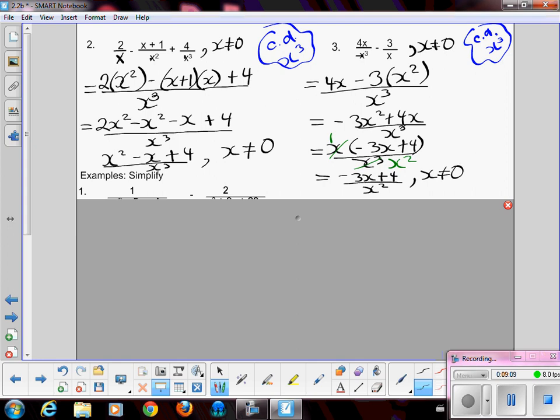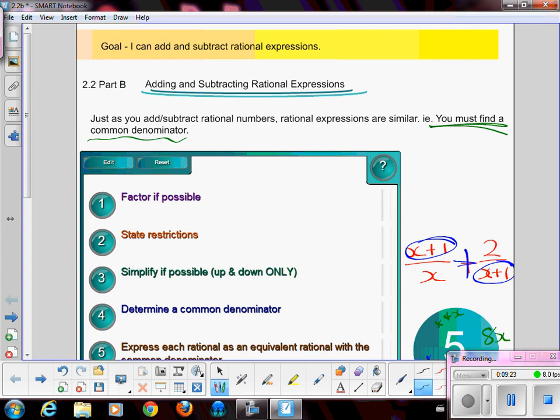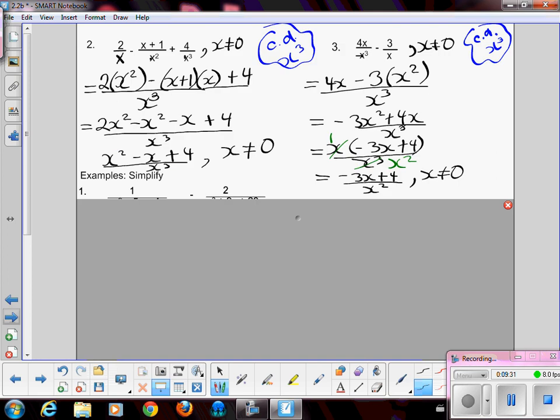Now, another thing that you should have noticed about this question, and maybe some of you did as you watched this, is there was one step that was given to us, and I'm just going to go back one page, and that was number 3. Simplify if possible, up and down only. Now, I did do one question on the previous page like that. This one here that we just finished, we also could have canceled.